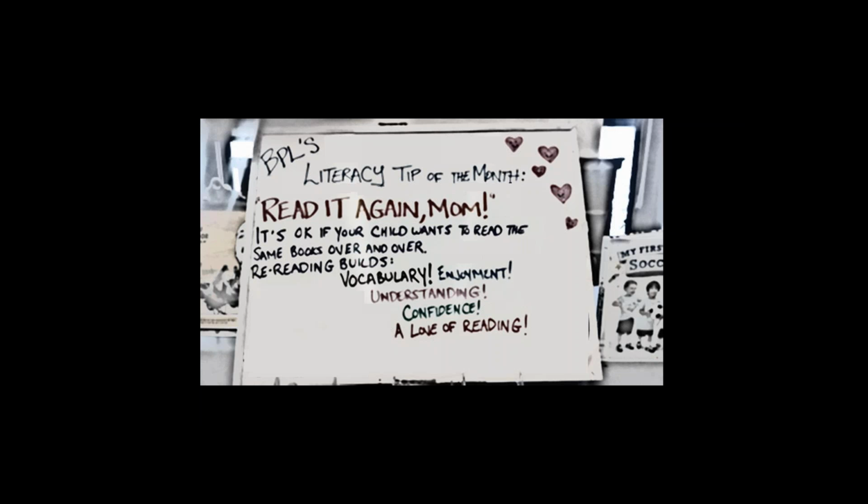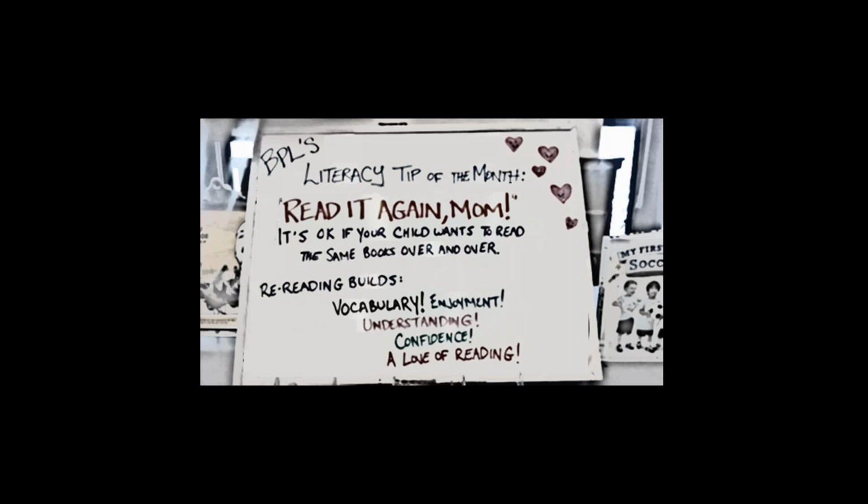And I also got rid of the doodling so that it's really the content that we're focusing on in this particular sign. So there are three main pieces of information on this sign. The title, BPL's Literacy Tip of the Month; the tip itself, "Read it again, Mom, and it's okay if your child wants to read the same books over and over"; and then the skills that that particular tip is going to help build. So I separated those sections and moved them around a little bit to set them off and make them more distinct from one another.